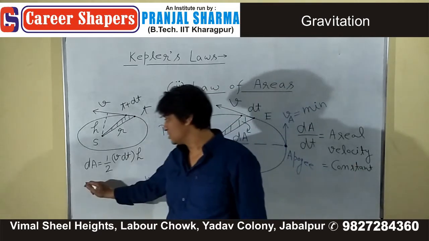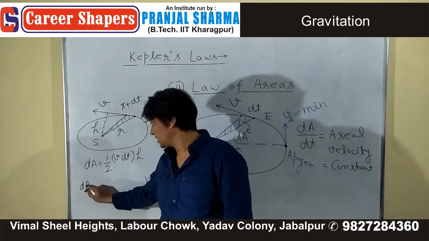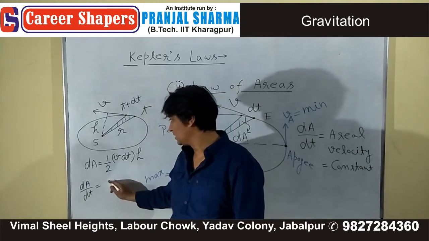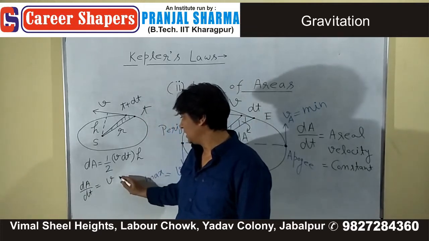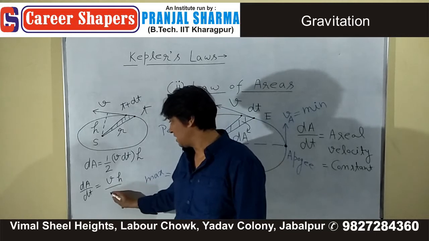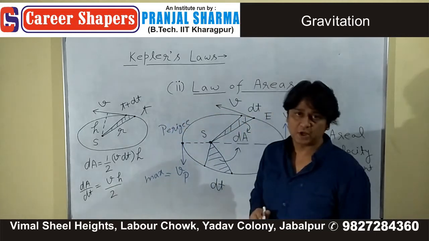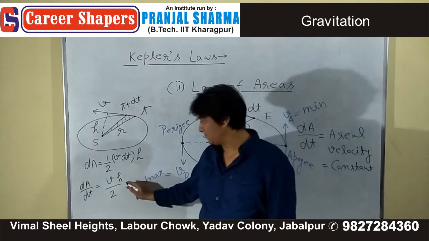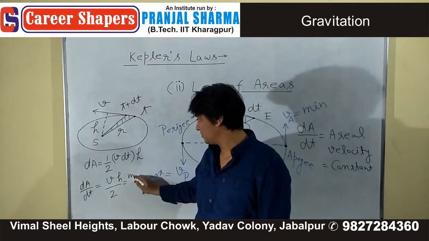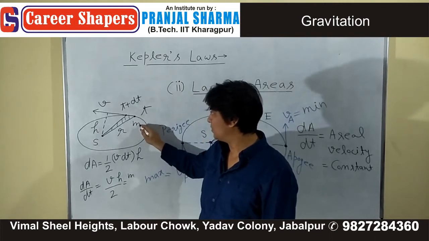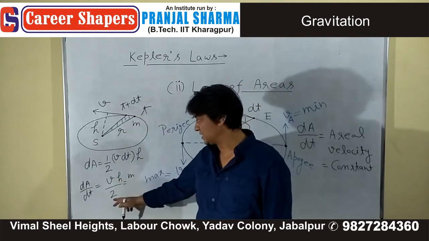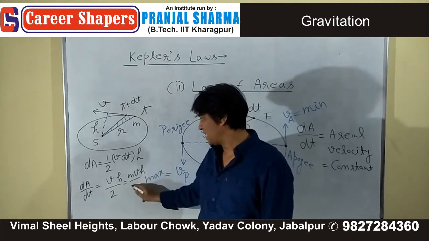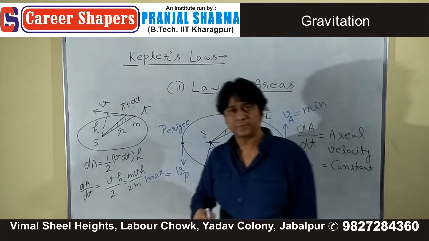dA by dt. So what is dA by dt? dA by dt is coming V into H divided by 2. Now let's multiply M, which is the mass of the planet, in the numerator as well as the denominator, and it becomes mvh divided by 2m.